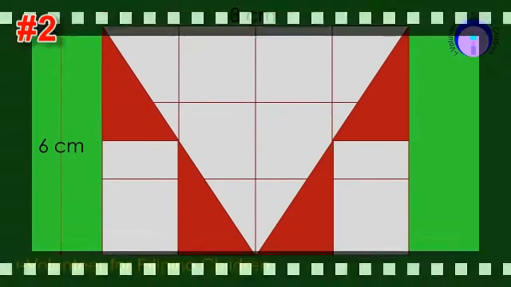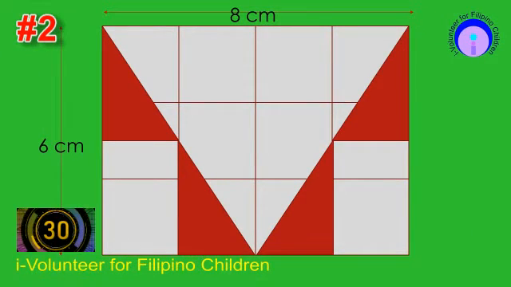Item number 2. Find the area of the red triangles. You still have 5 seconds to finish.